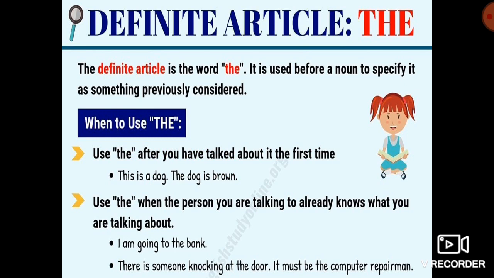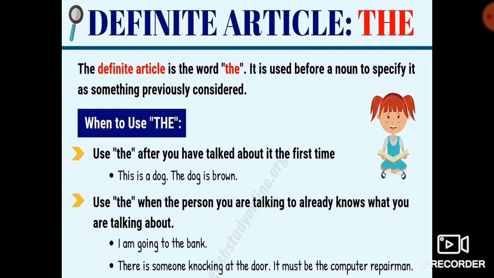First of all, let's know what is definite article. Definite article is the. The definite article is the word the. It is used before a noun to specify it as something previously considered. Now let's know when to use the.